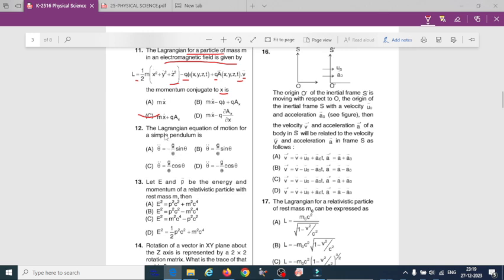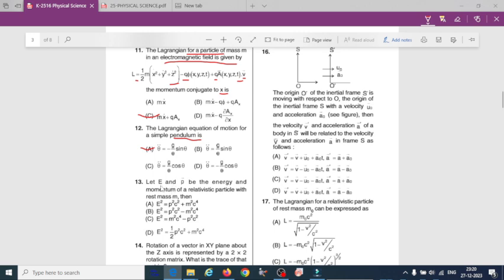Then next question, the Lagrangian equation of motion of a simple pendulum. This is quite similar. You can just try to find out the equation for a simple pendulum. So here option A is correct here. Theta double dot is equal to minus g by l sine theta. So this is the equation for a simple pendulum, for Lagrangian equation of motion.